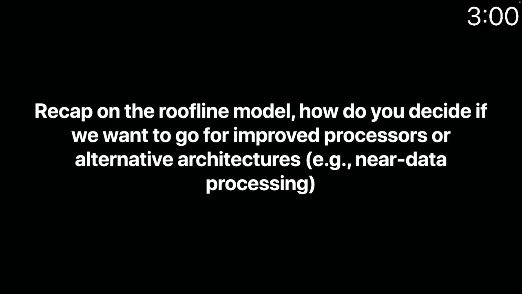Okay, so now another question: based on the roofline model and what you learned so far, how do you know if we want to go for an improved processor or alternative architectures? Remember in the very beginning, we were talking about whether we should continue with our computation-centric model or a data-centric model, a more data-supply-based model. If you have the roofline model, how does that help you to design?